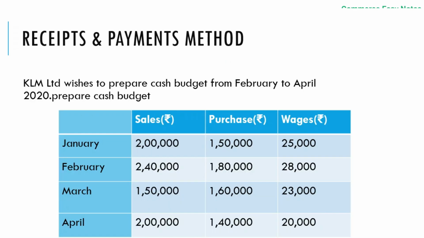So, for example, January sales are 2 lakhs. 50% is cash sales. That is 1 lakh cash sales and 1 lakh credit sales. So cash sales, 50%, are realized in that particular month and the rest in the coming month.